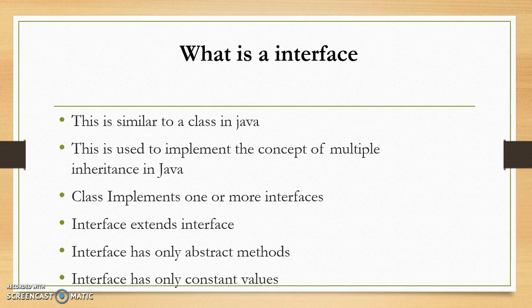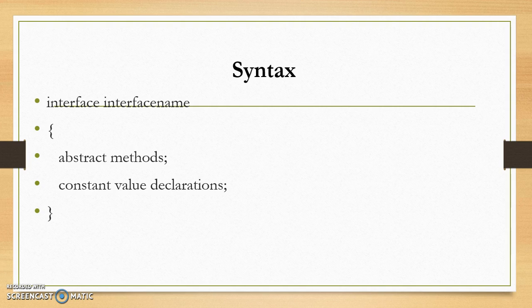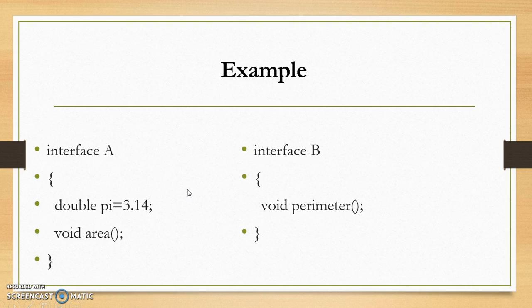Next, an interface has only abstract methods. We cannot have a non-abstract method. It has only abstract methods, that is, methods which don't have any definition. Only the declaration part is there. An interface has only constant values. So the syntax: we have to create the interface name, and then we have all abstract methods and the constant value declarations.